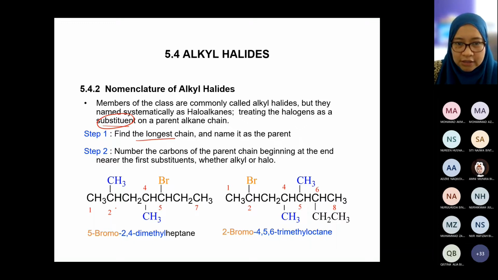Okay, once you dah identify the longest chain, you kena numbering the lowest numbering possible. Okay, tapi bukan sebab you prioritize kan, oh ada bromine, so you kena bromine kena the lowest number possible. No, not necessarily. You kena consider, okay, dekat kawasan ni banyak substituents, so kita kena better we should start from here. Okay, from left for example, because the target is to make sure that the substituent to have the lowest number possible.